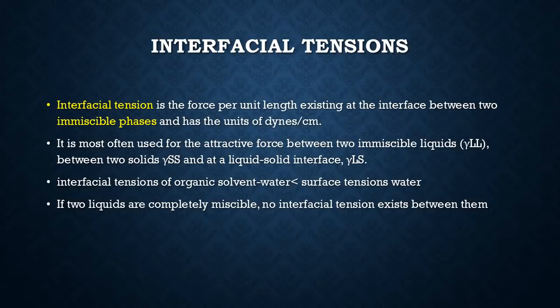So interfacial tension is the force per unit length that exists at the interface between two immiscible phases and has the unit of dyne per cm, which is similar to surface tension. This is because even though surface tension is an interface between gas and liquid, okay, the phases have to be immiscible, then only you have an interface, and then only you will have the tension.